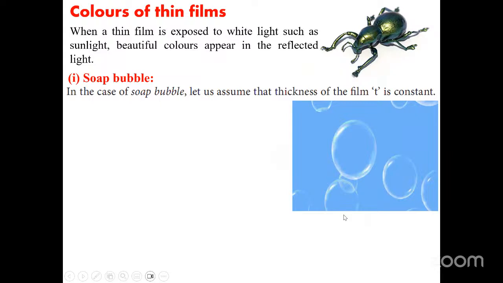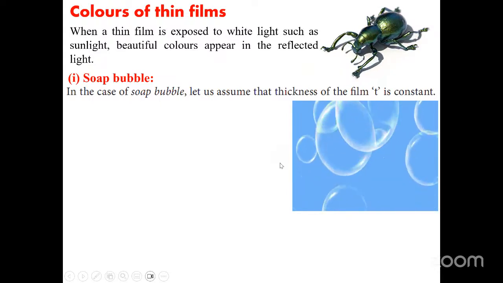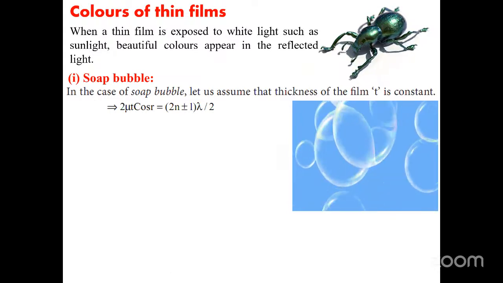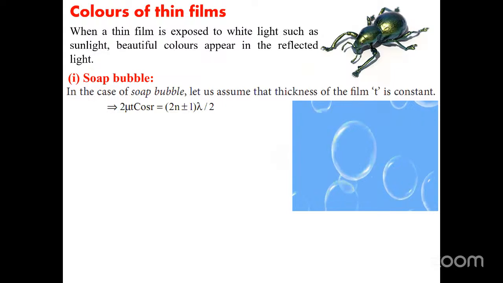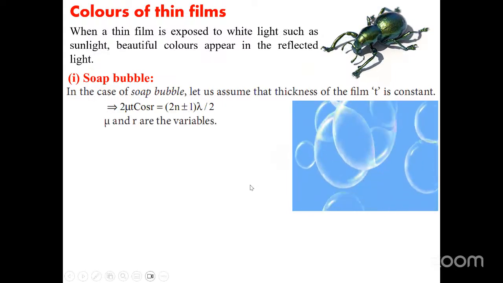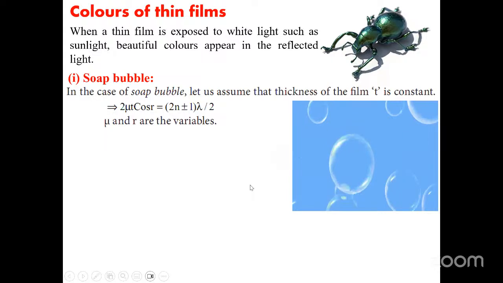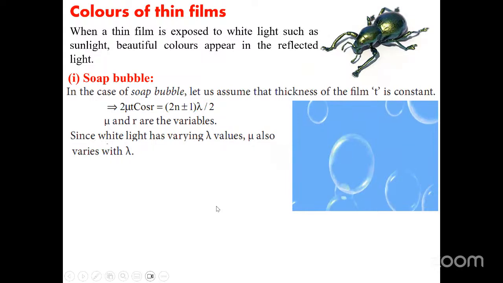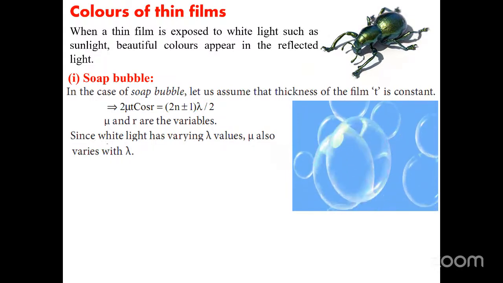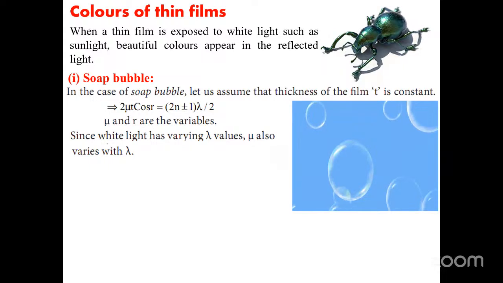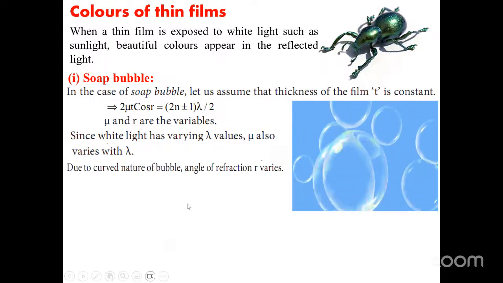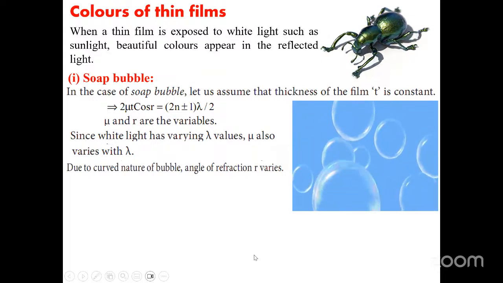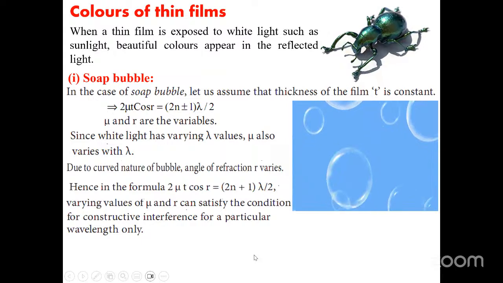So here let us assume the thickness of the film is constant, small t. So what is the condition? 2 mu t cos r equals 2n plus 1 into lambda by 2, where mu, the refractive index, and r are the variables here. White light has varying wavelengths. Lambda is the wavelength and mu also varies. And due to the curved nature of the bubble, the angle of refraction also varies.